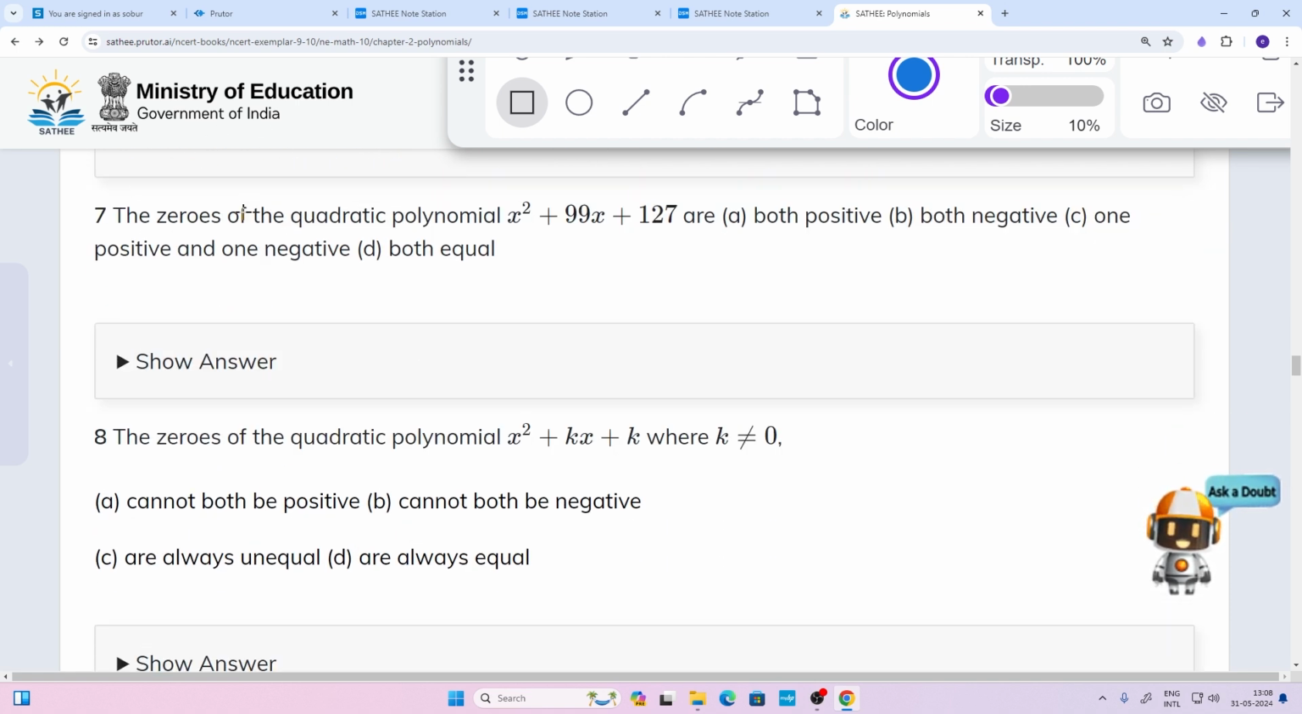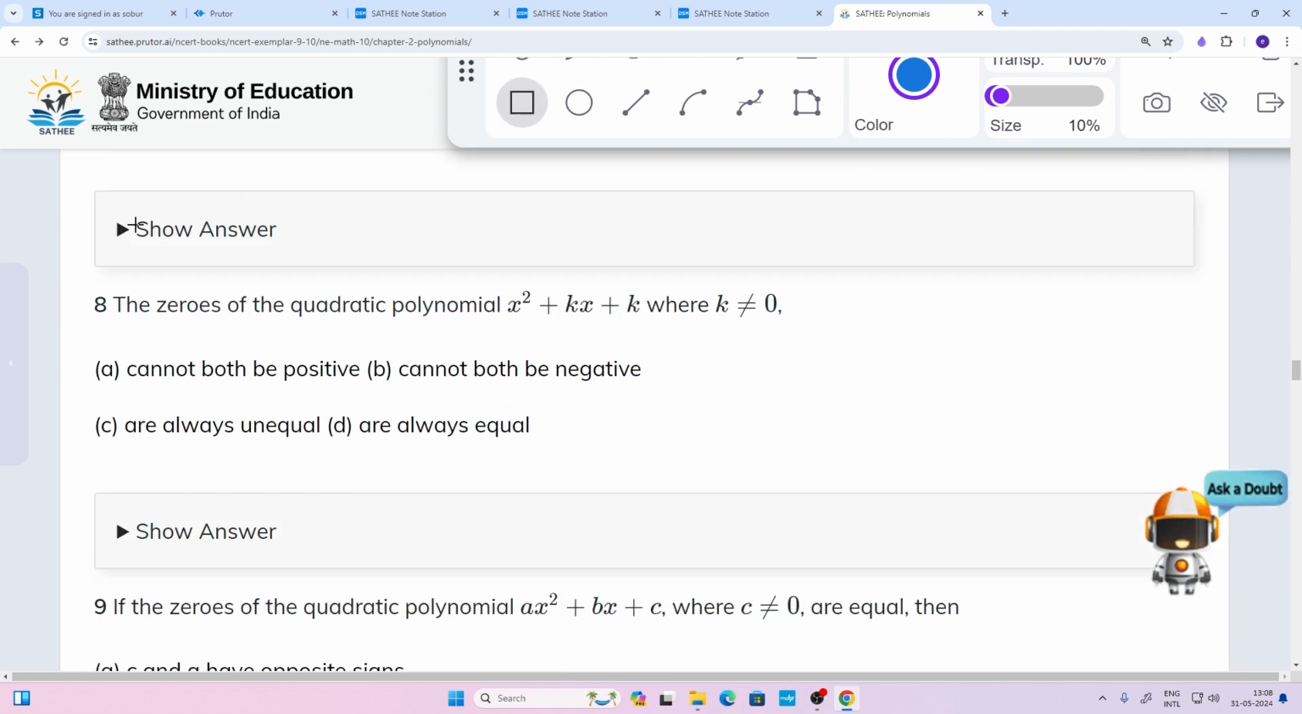The zeros of the quadratic polynomial x square plus 99x plus 127 are: both positive, both negative, one positive and one negative, or both equal. We have been given this quadratic polynomial and we have to check its zeros. So let us solve this problem.